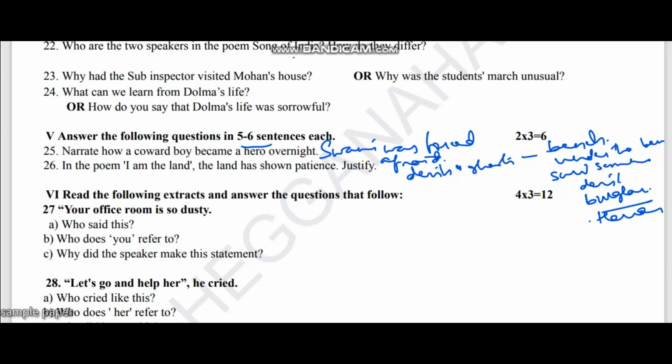It carries 3 marks. In the poem I Am the Land, has the land shown patience? Justify. So here in this poem I Am the Land, the poetess is Marina di Bellagenta. In this poem, people claim that land belongs to them. They own the land, they buy land, they sell land, they do all the activities over the land, but Mother Earth waits with all patience.